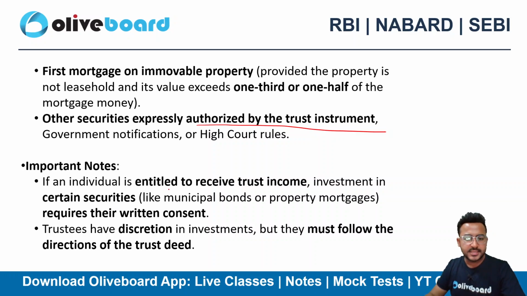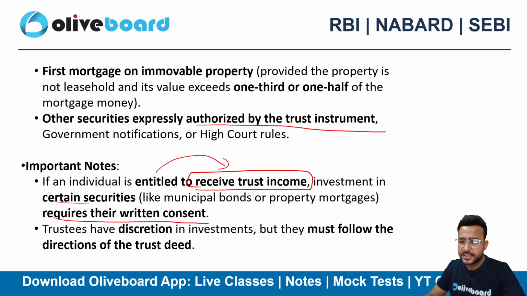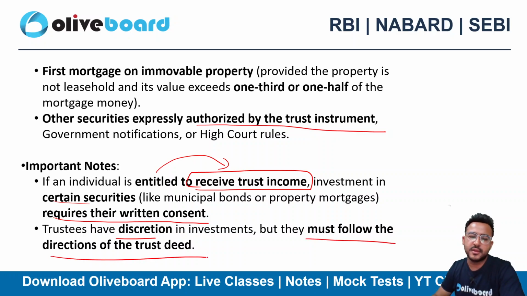If an individual is entitled to receive trust income, investment in certain securities requires their written consent. In this case, the trustee has a discretion in investments, but they must follow the directions of the trust deed.